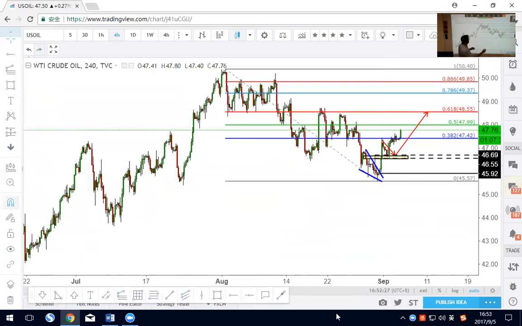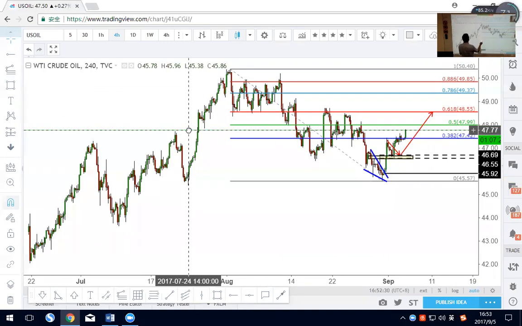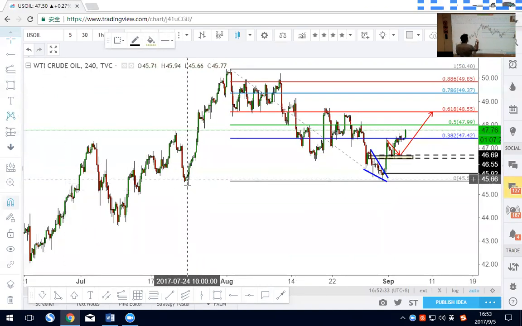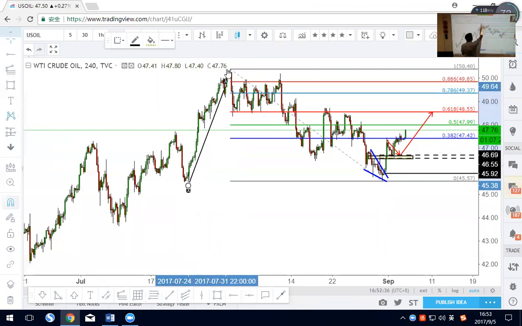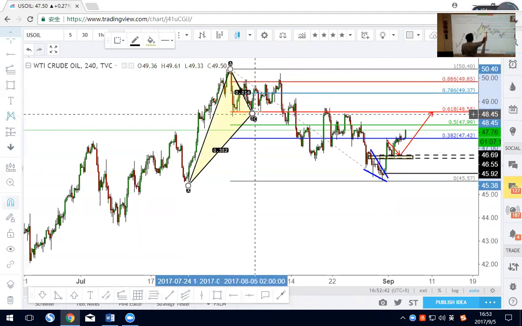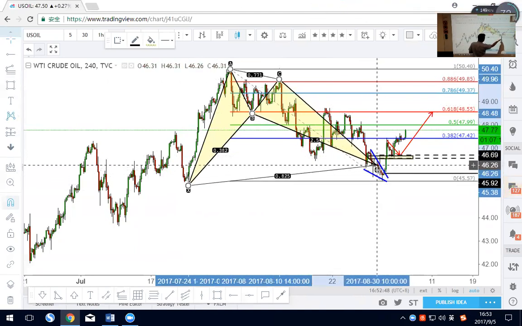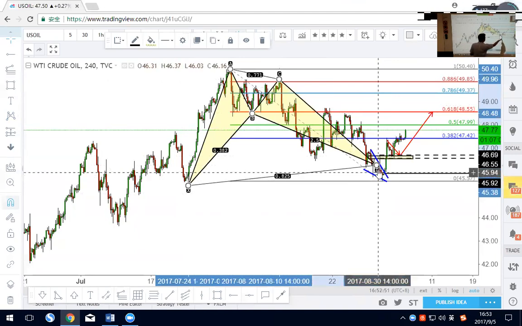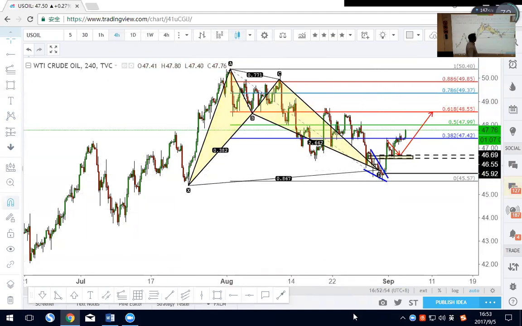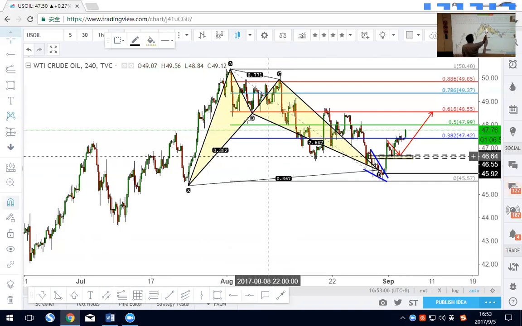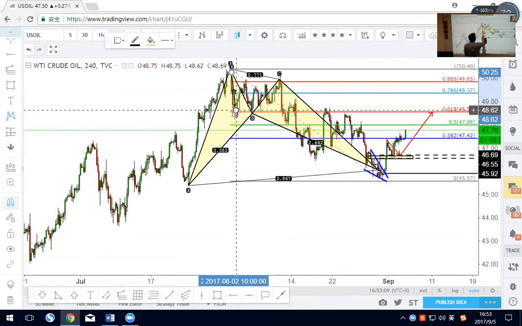We find a very nice bat pattern here. The pattern, right? We have X, A, to B, and to C, and to D here, somewhere here, at 88.6. So this is a bullish bat pattern, and it completes, and it works very well. And remember previously we had another short. We shorted oil from the C point. Why? Because we saw another bearish harmonic pattern, a Gartley pattern here.